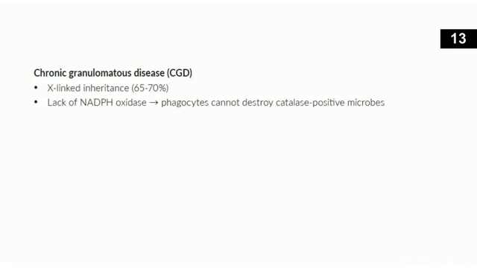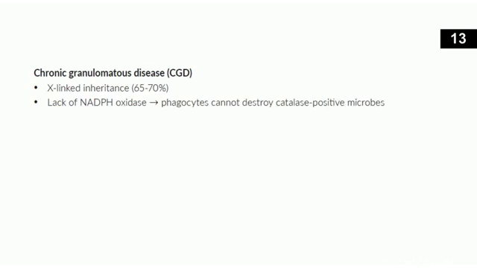Finally, let's review a few immunodeficiency disorders that affect the phagocytes, especially neutrophils. The first one is chronic granulomatous disease, which is definitely high yield. There are several different genetic defects that can cause this phenotype, but the most common one is an X-linked mutation. The underlying problem is a lack of NADPH oxidase, which is the enzyme that generates superoxide free radicals.